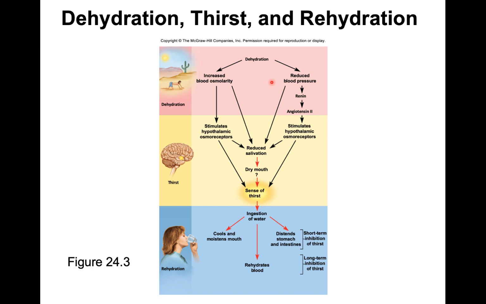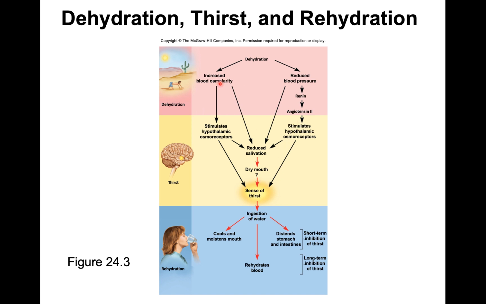And if you lose blood volume, you also lose blood pressure. So let's go through this part first, since this is truly the review for us. Reduced blood pressure will cause you to secrete renin. Renin activates the angiotensin pathway. You eventually make angiotensin 2, and angiotensin 2 will stimulate the osmoreceptors. So, osmoreceptors have the ability to reduce salivation, to increase the sense of thirst as well, to increase how much water you have ingested. So, we're going to stop here for the right side.